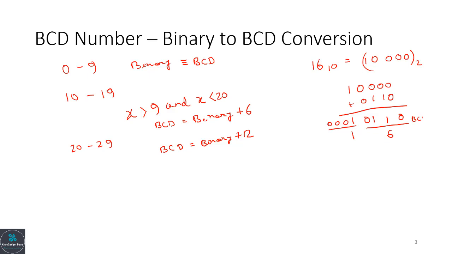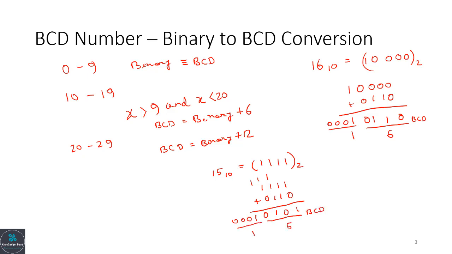Let us take another example. Suppose we have 15 in decimal. 15 in binary is 1111. Now it is in the range 10 to 19, so we need to add 6 to it. So 1111 plus 0110, I will get 10101. So I can put three front zeros for the leading 1, and this 0101 will give me 5.